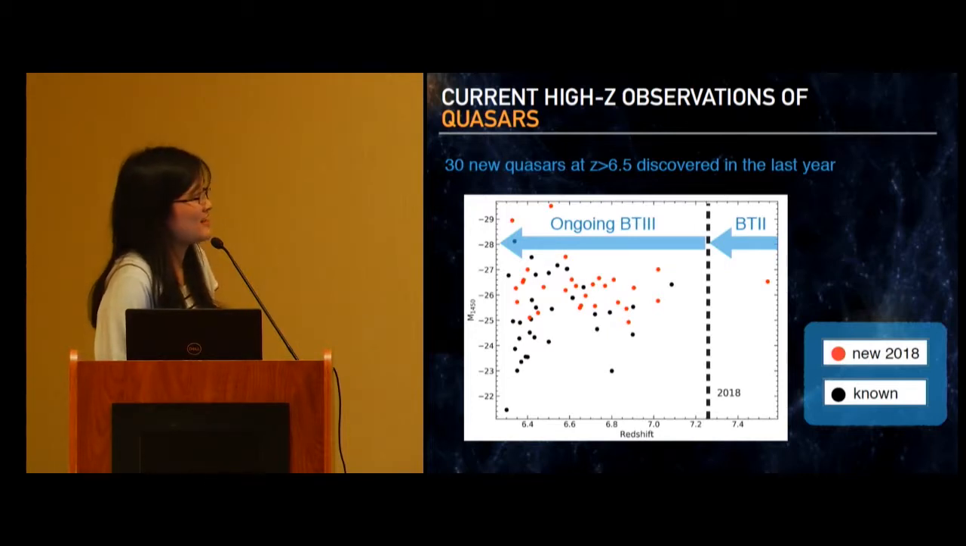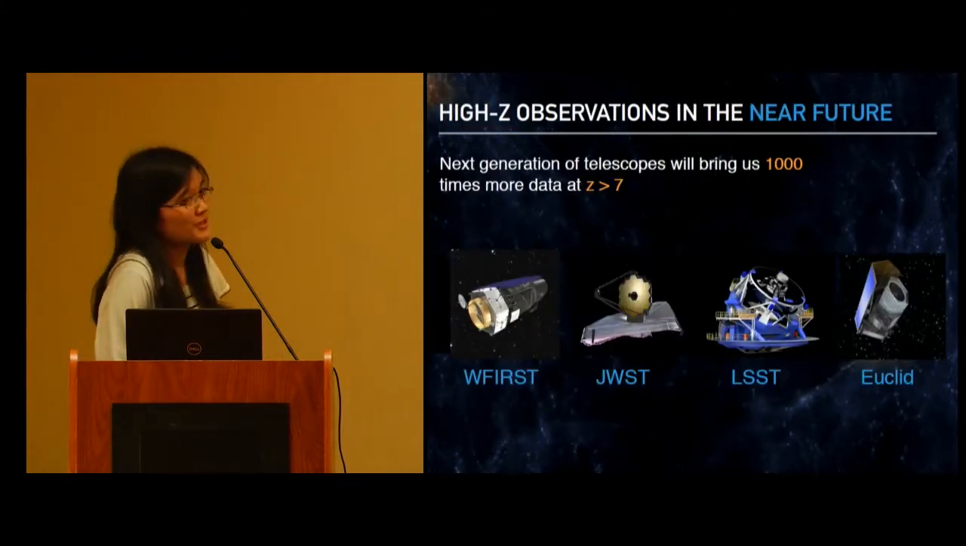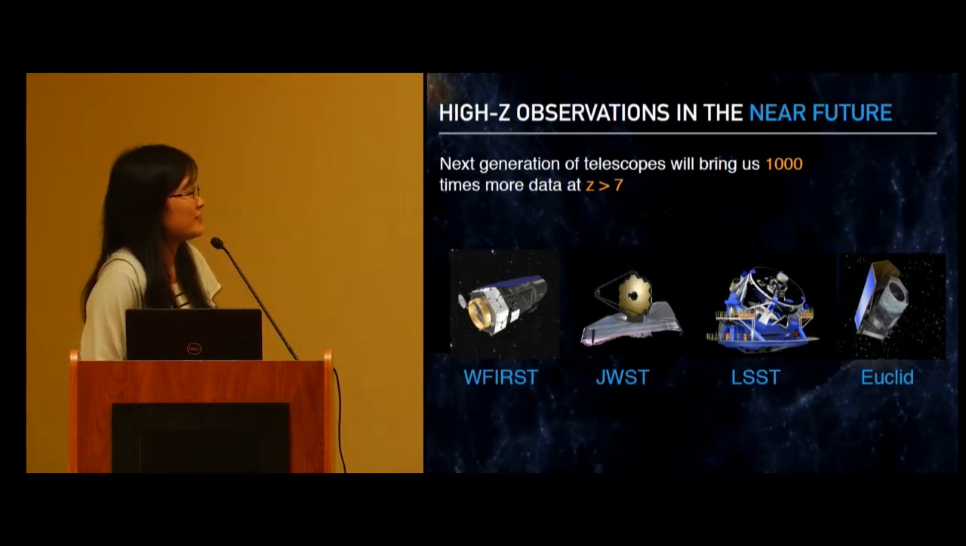What's exciting is that our ongoing BlueTides 3 simulation is going to cover this period, make more comparisons with the new discoveries of quasars, and also make predictions for the underlying physics there. And what is more exciting is that in the very near future, we're going to have an even more rapid buildup of observation data, because the next generation telescopes will bring us about 1,000 times more data at redshift larger than 7. So we are really in a regime where we need simulation to give predictions for those future telescopes.